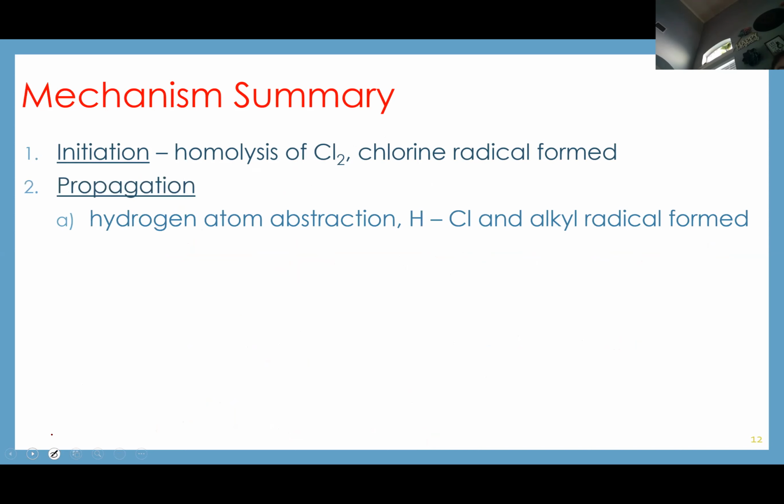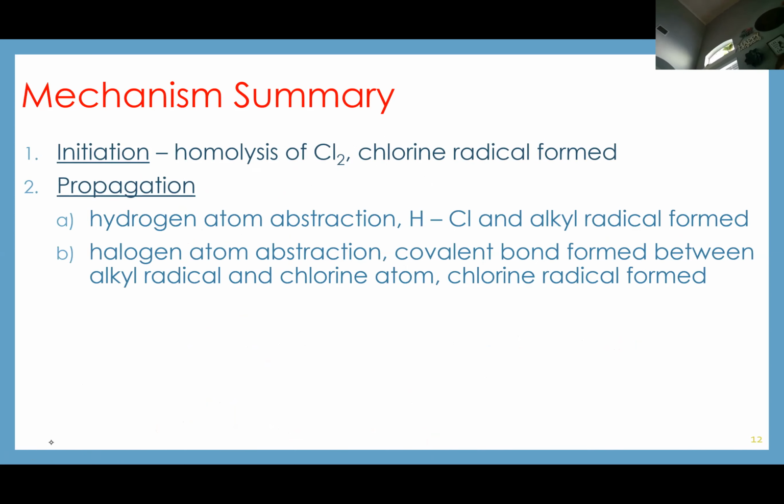In propagation, there are a couple different types of propagation. A hydrogen atom is abstracted. Hydrochloric acid and an alkyl radical are formed. Or a halogen atom can be abstracted, and a covalent bond is formed between the alkyl radical and a chlorine atom. A chlorine radical is formed. So for every one of these things that's written, there's a step on the previous page.